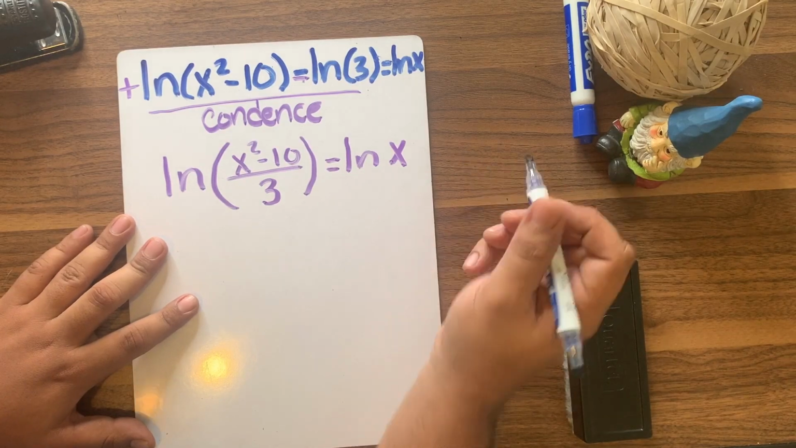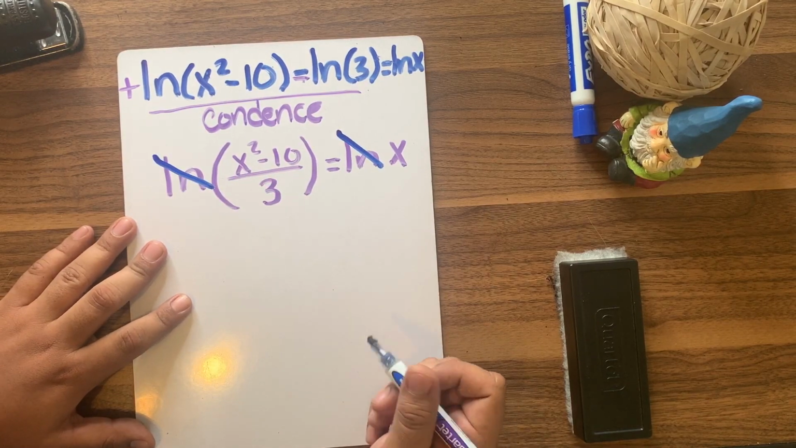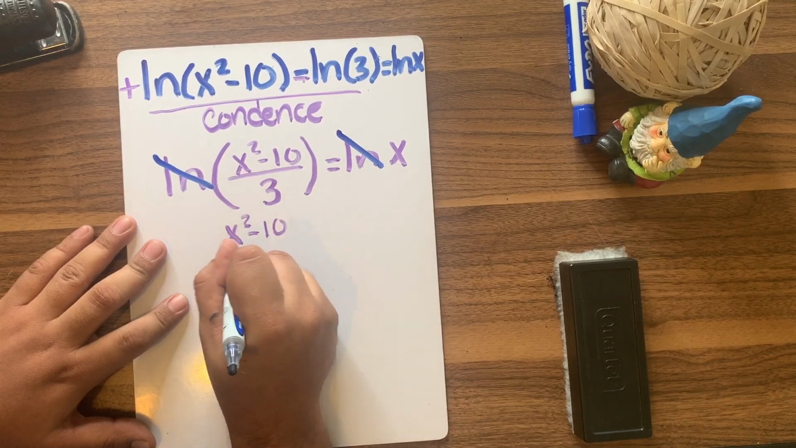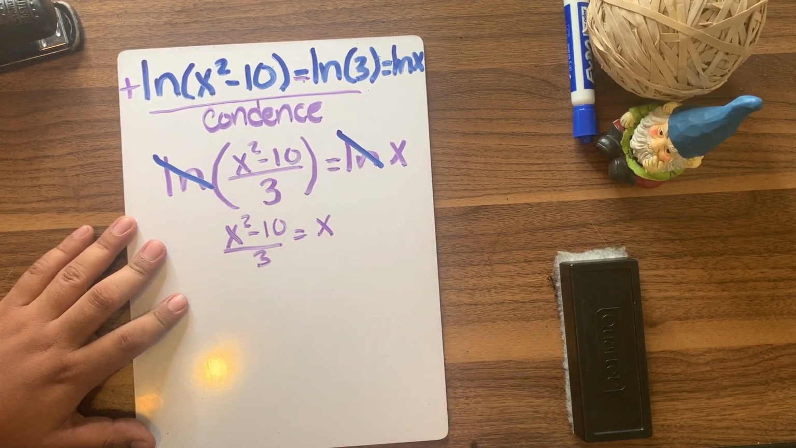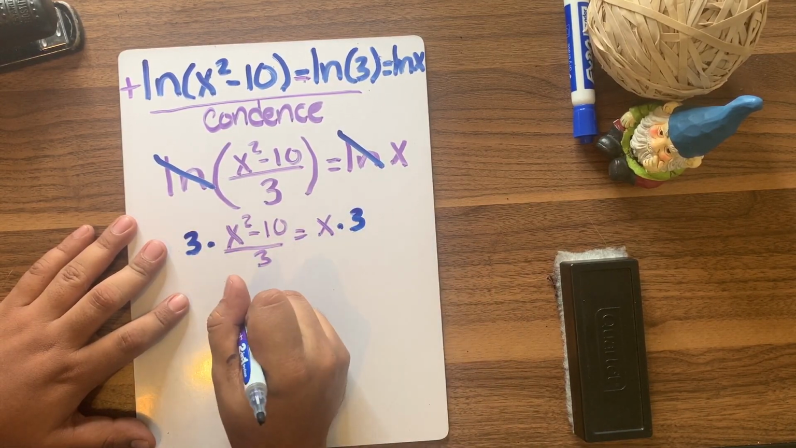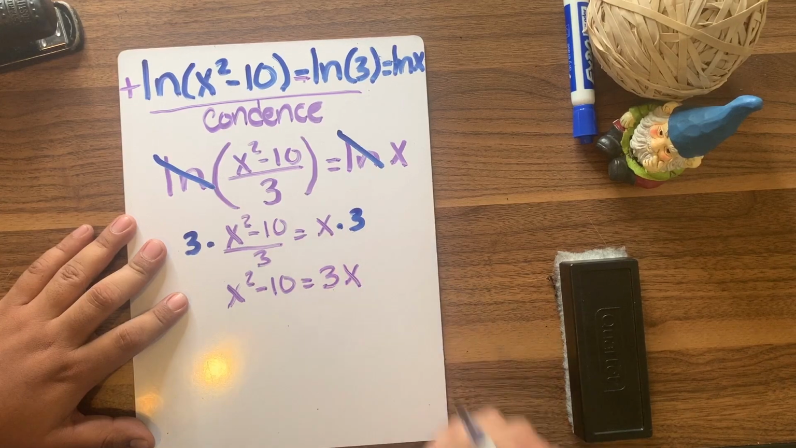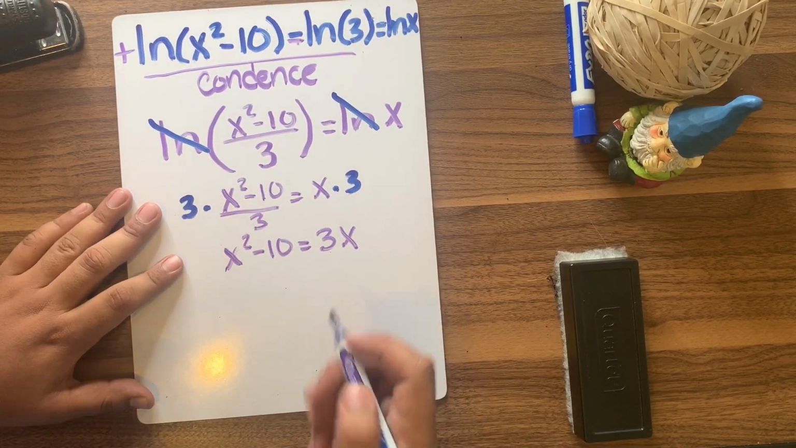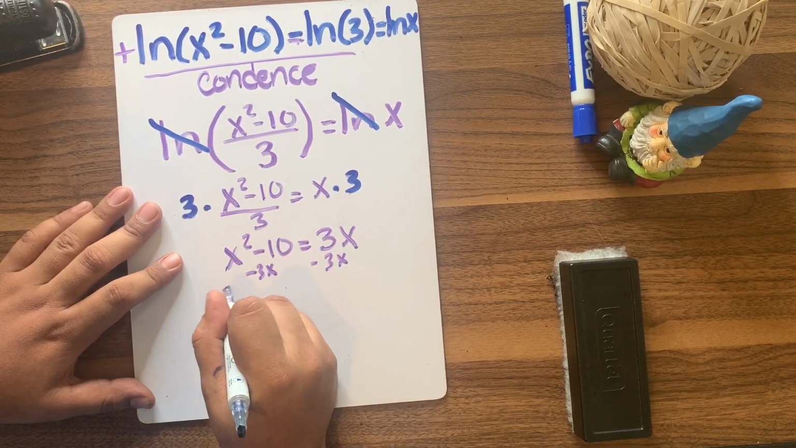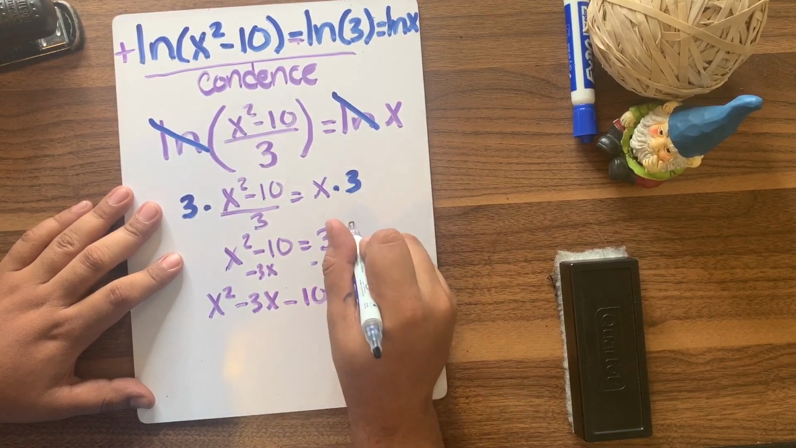Now, because we do have two ln's on both sides, they're going to cancel each other out. And you're going to end up with x squared minus 10 over 3 is equal to x. Now to get rid of the 3 in the bottom, we're going to multiply both sides by 3. And we have x squared minus 10 equals 3x. Now we do have two types of x's, so this is a trinomial. So we're going to move the 3x to the other side. So x squared minus 3x minus 10 is equal to 0.